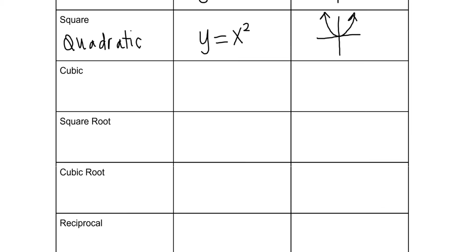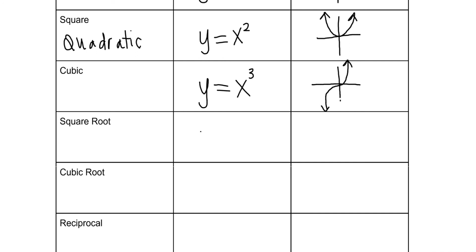Next, we have our cubic function, whose general equation is y equals x cubed. Its graph is different. It's got a curve to it, but still going through the origin. All of our parent functions, their graph always goes to the origin.